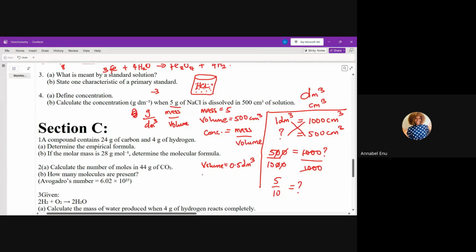Now to solve our concentration, we have 5 divided by 0.5, which is 10 gram per dm cube. So assuming we just used that 500 centimeters cube like that, we would get a wrong answer. So we should be double checking our units. Melody, do you understand it now? Yes, ma'am.